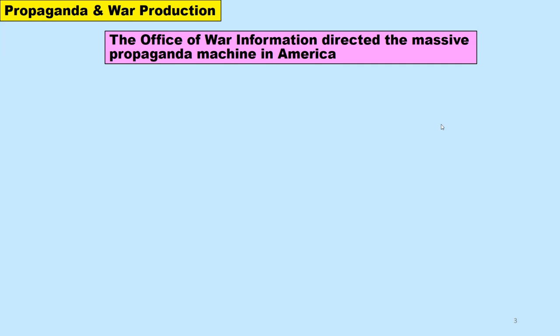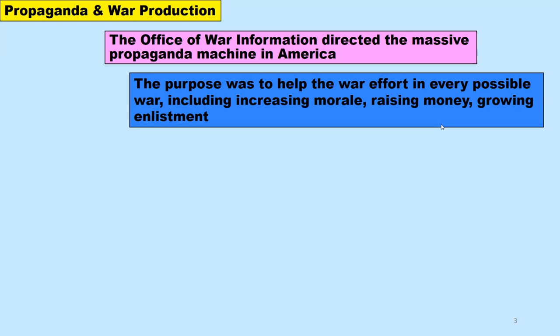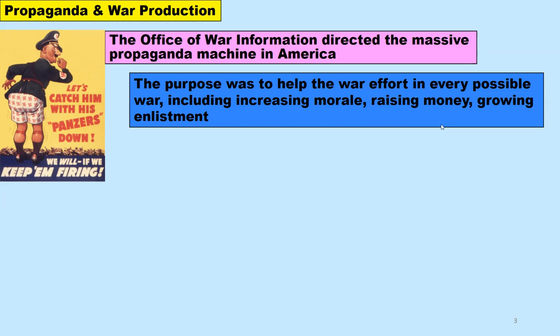Propaganda and war production. So much like World War One's Office of Public Information, in World War II, they create the Office of War Information, which directs the propaganda machine in the United States. Okay, they are trying to help the war effort in any way that they possibly can, increasing morale, getting people to enlist, raising money by selling Liberty bonds, demonizing the enemy, anything that could possibly be done through propaganda, America is going to try to do. Okay, so here are some examples.